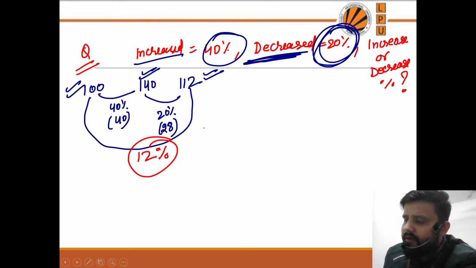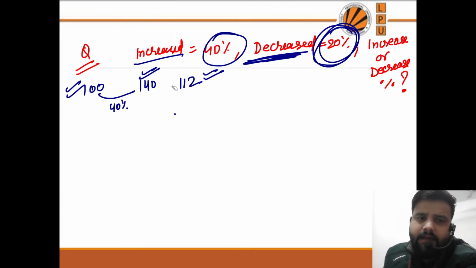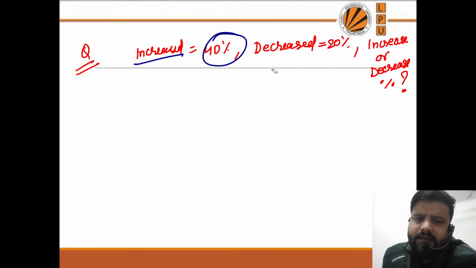Now let's see two other methods to solve it. This is the basic one. Why am I telling you so many methods? Because in some questions only a specific method works. That's why you have to learn all the three methods.